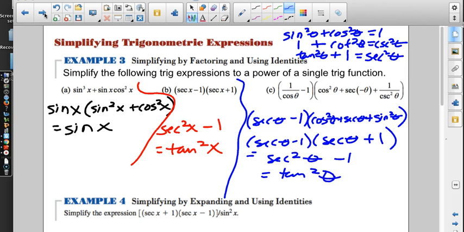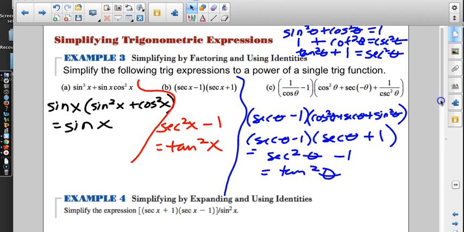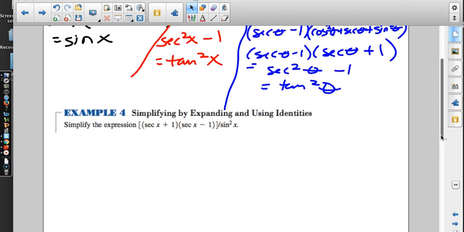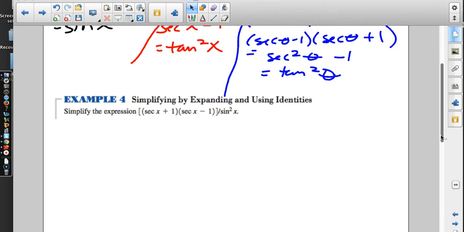There it is. So if you're looking at something and you're saying, that is way too complex, they're trying to hide something from it by making it complex. Go back, figure out what you have. Why are they writing that as 1 over cosine theta? We know that's secant theta. Well, they're probably trying to hide something, so see what happens when you replace it. Simplify by expanding and using identities.